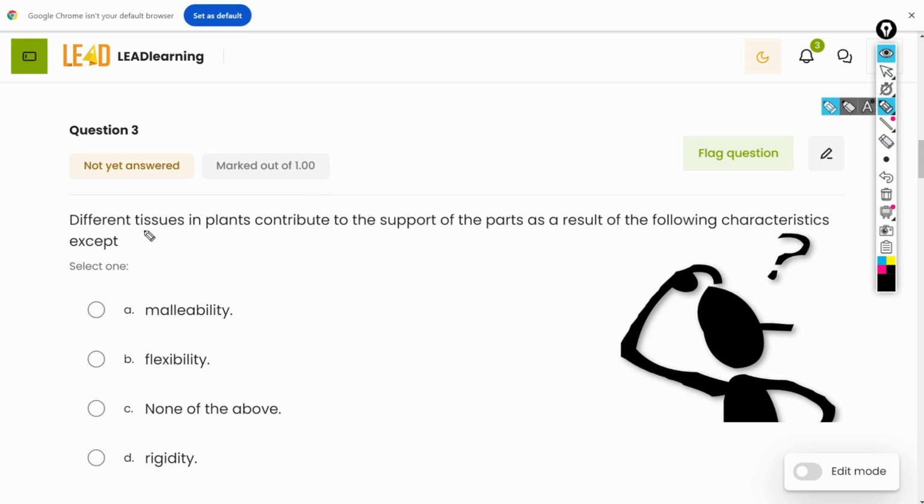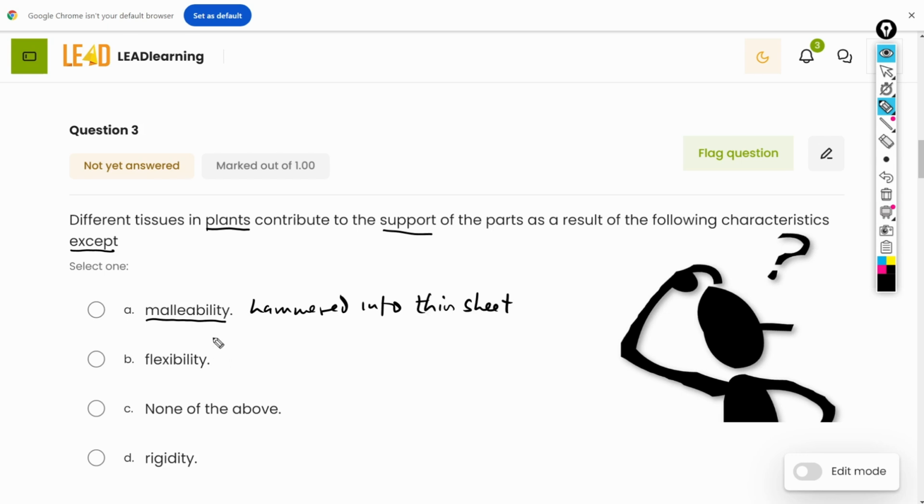Question 3. Different tissues in plants contribute to the support of the parts as a result of the following characteristics, except: malleability. Malleability simply is the ability to be hammered into thin sheets, or the ability to be formed into a particular shape. Now, malleability is a property of metals.